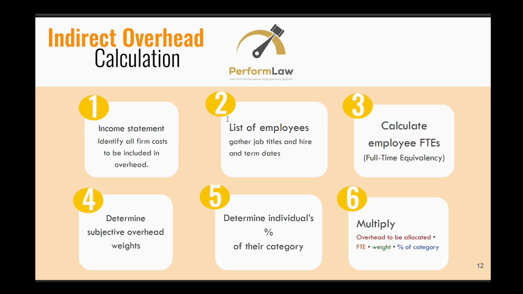So step 5, you would then determine an individual's percentage of their own category. So if you are trying to determine the specific overhead allocation for one person and they're one attorney out of 8 total, then they would be 1/8 of their entire category, or about, I believe, 12.5%. Then step 6 is you multiply all these numbers together. You multiply the total overhead cost to be allocated by the individual's FTE count, multiply it by their subjective overhead weight, if applicable, and then multiply it by the percentage of their category that they make up.